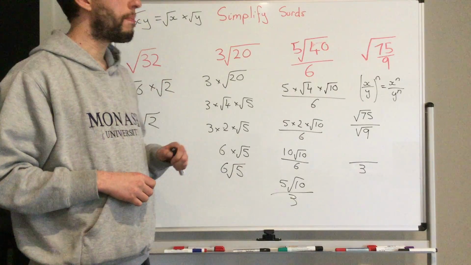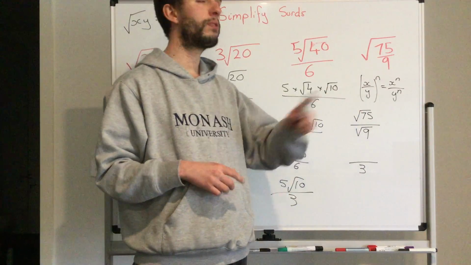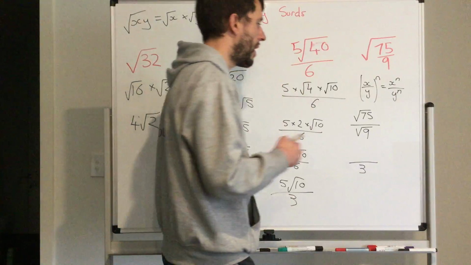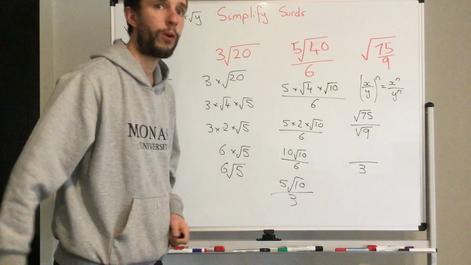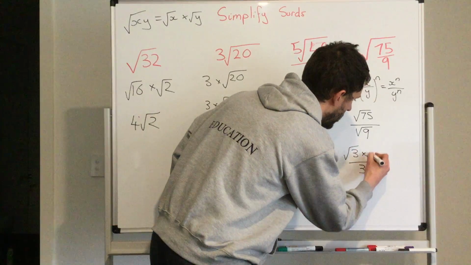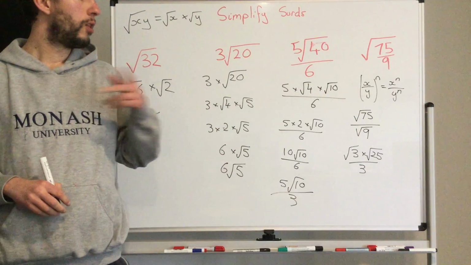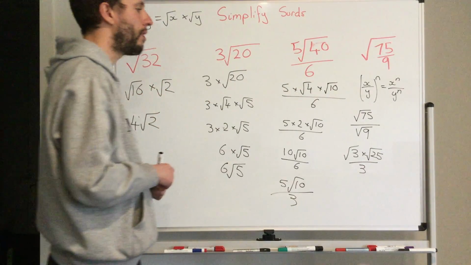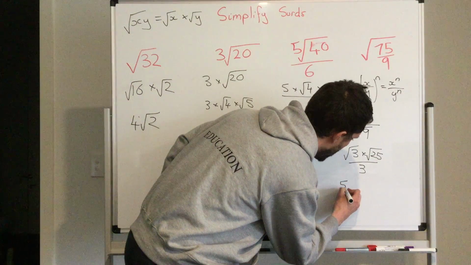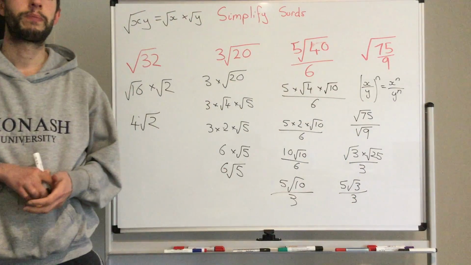Thinking about my squared numbers, 25 is a squared number, and 25 goes into 75 3 times. 25, 50, 75. So I can change that square root of 75 into the square root of 3 times the square root of 25. The square root of 25 is 5, because 5 times 5 equals 25. So that leaves me with 5 square root of 3 divided by 3.